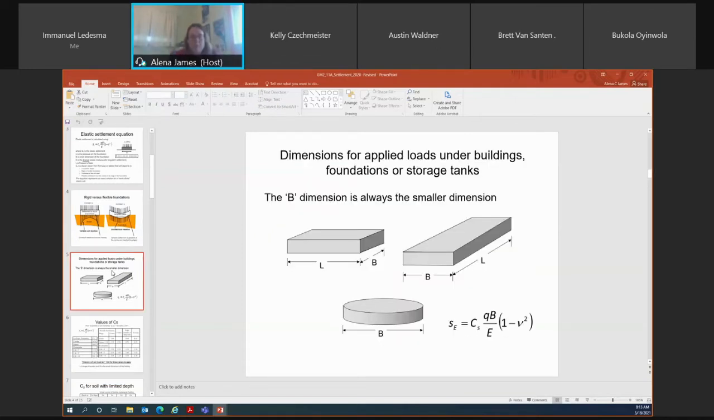This is just an example of the various foundation shapes, and what B represents or is associated with the different foundation shapes. So with your rectangular footing, B represents the smallest dimension, and with a circular footing, B represents the diameter of the foundation area.